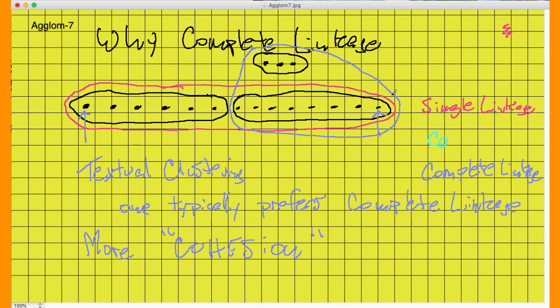Okay, I hope that wasn't too bad, and I hope that everybody is comfortable with the different linkage ideas and with agglomerative clustering.